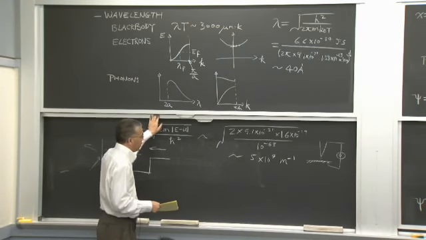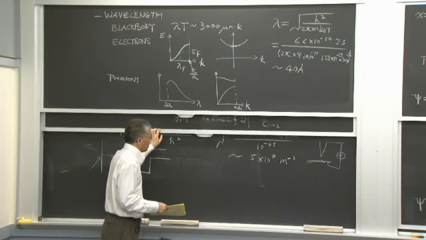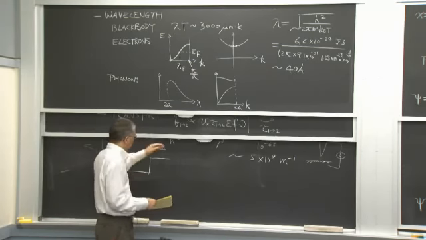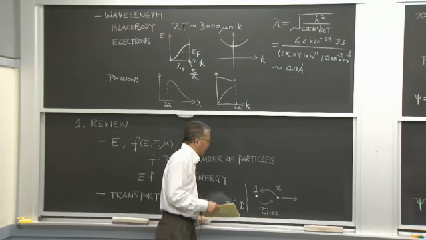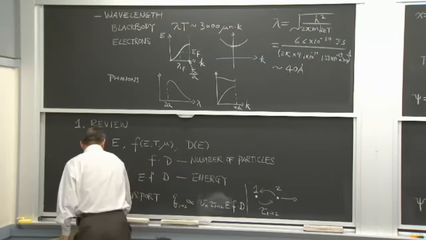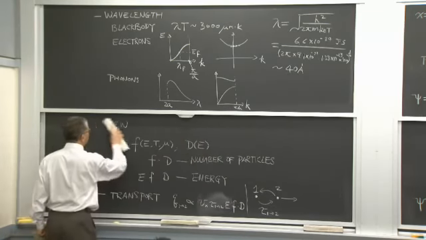And now let's go. We say this is a scalar wave. It's the easiest. And let's go to more complicated, and let's look at the vector wave.